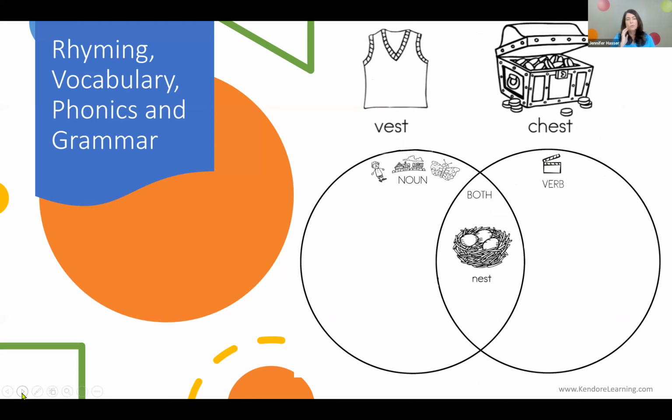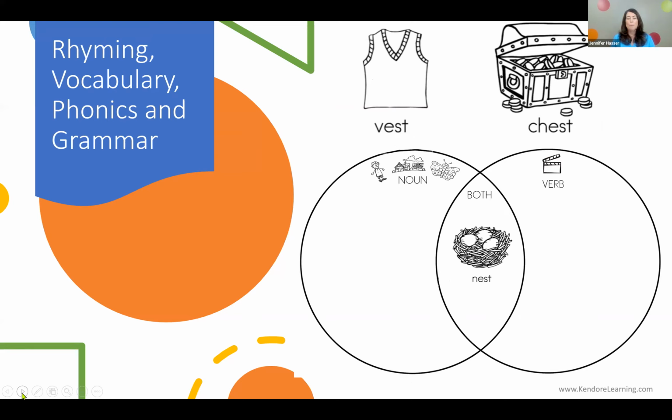Okay, so this is rhyming, vocabulary, phonics, and grammar. All can be rolled into one. So I just randomly grabbed a couple images from my rhyming searches. And if I have best, chest, and nest, on this one, it's from a document that I just drag and drop, but the kids would have to put it into noun, verb, or both, and then talk about how to use them as both.